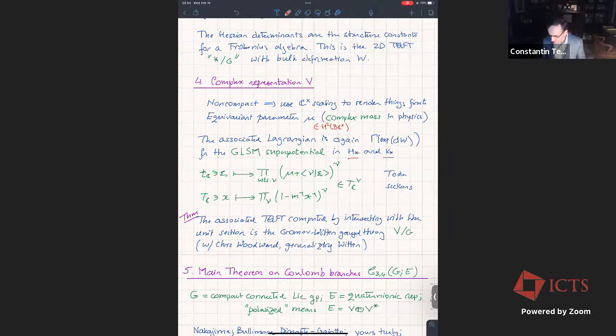So this, in fact, it's an open question how to extend to kappa classes, extend to moduli of curves.